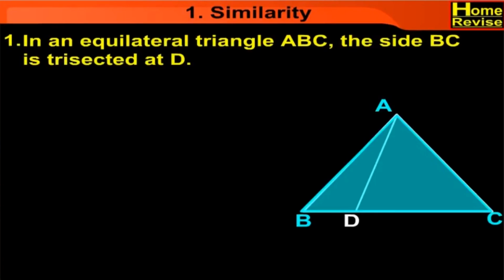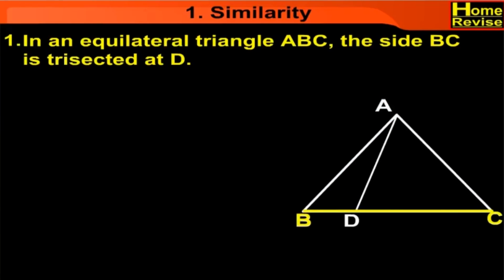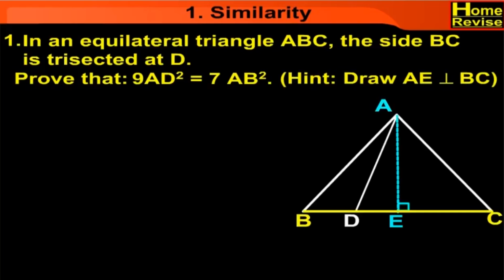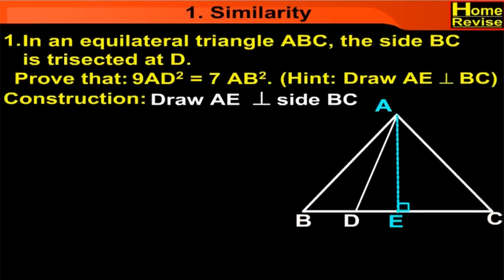In an equilateral triangle ABC, the side BC is trisected at D. Prove that 9AD square is equal to 7AB square. Hint: draw AE perpendicular to BC. Construction: draw AE perpendicular to side BC.